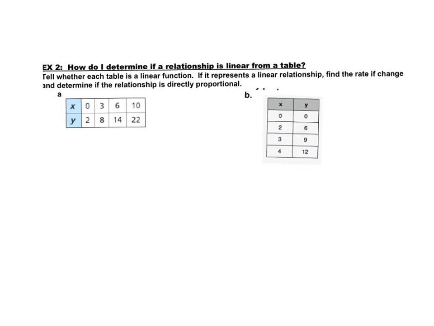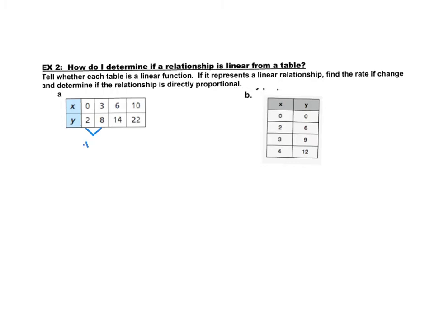Example 2, how do I determine if a relationship is linear from a table? Tell whether each table is a linear function. If it represents a linear relationship, find the rate of change and determine if the relationship is directly proportional. All right, so let's find the rate of change here. Remember it's the change in the y over the change in the x.